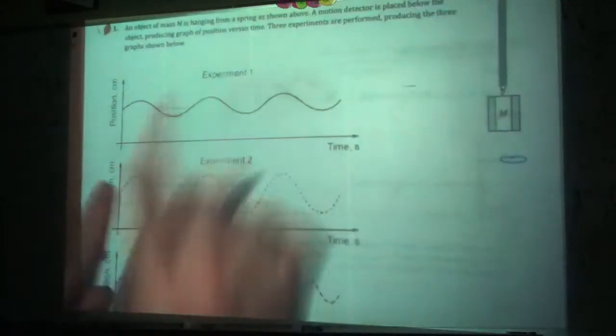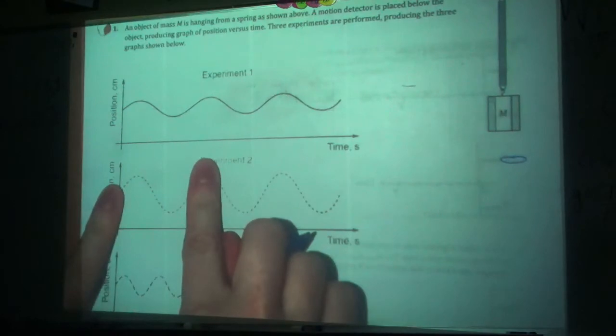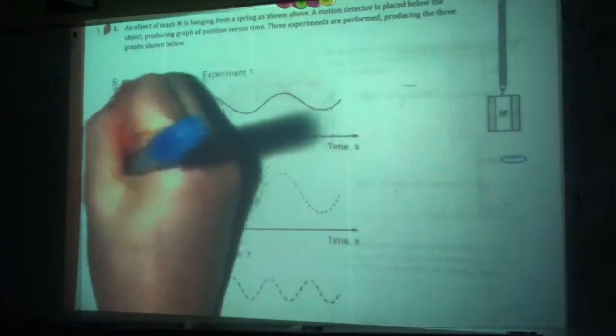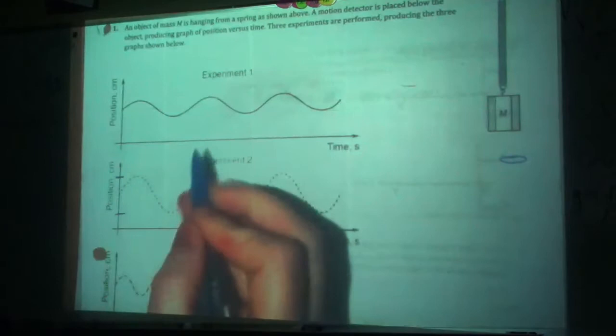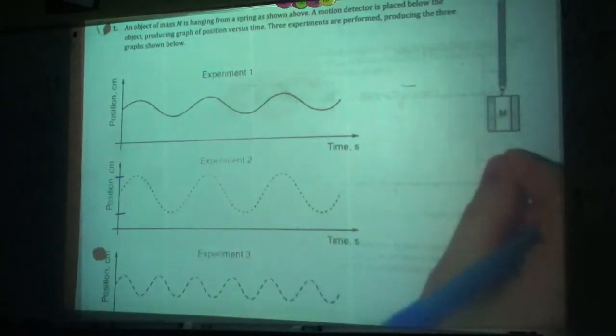If you look at experiment 2, compared to experiment 1, it still has the exact same period, right? It completes one oscillation in the same amount of time. The only difference is that you have a greater amplitude. And remember, this is just the position versus time, so it's not telling me if there's more energy. Actually, it would be more energy because kx squared, you have a bigger x.